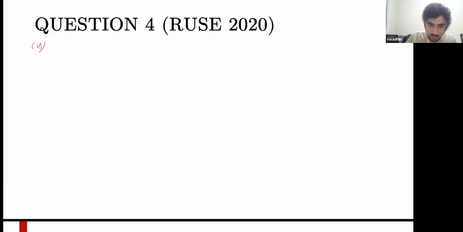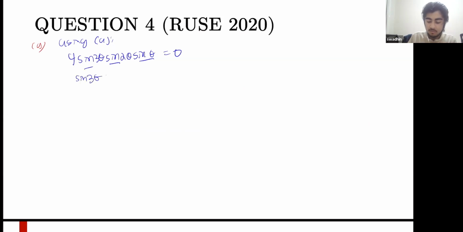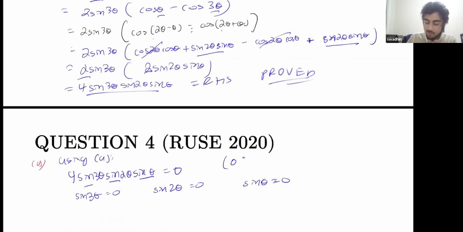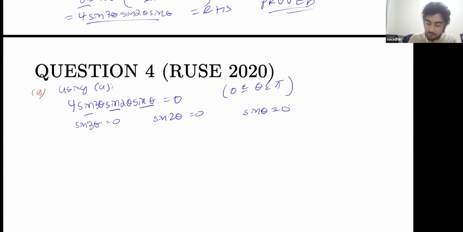So using part A, 4 sine 3 theta and all that is equal to 0. So that leaves us with three different solution sets. First is sine 3 theta is equal to 0, sine 2 theta is equal to 0, or sine theta is equal to 0. And we want to solve for which domain? We want to solve for theta between 0 and pi radians. All right. So 3 theta would be equal to 0, pi.